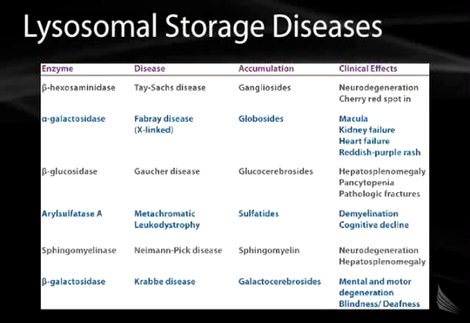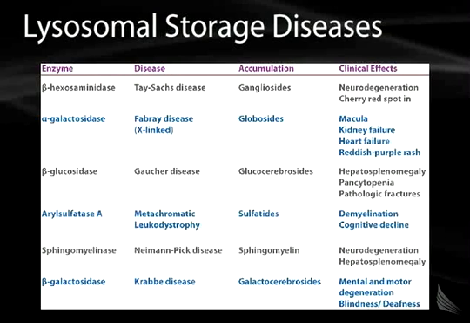So here's a list of these lysosomal storage diseases, and it would behoove you to know a little bit about each of these diseases. Tay-Sachs disease we already described. There's also a disease called Fabry's disease, which is X-linked, and it's a defect in alpha-galactosidase. It exhibits kidney failure, heart failure, and a reddish-purple rash. Gaucher's disease is a defect in beta-glucosidase. These patients usually have hepatosplenomegaly and pancytopenia, and this is because they get involvement of the bone marrow as well. This leads to pathologic fractures in addition to the pancytopenia.